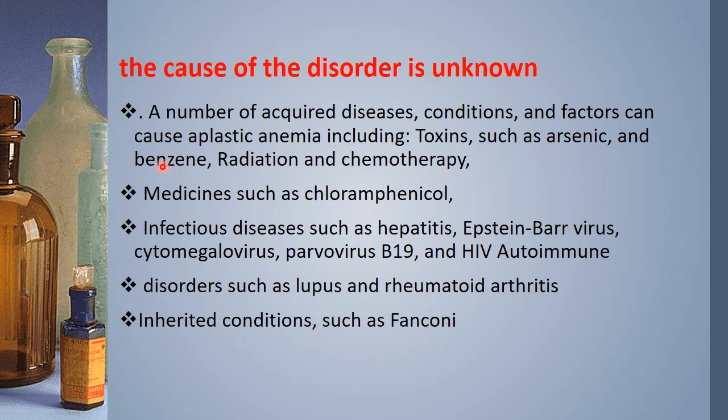Sometimes autoimmune disease may play a role, like for example, the SLE, systemic lupus erythematosus, and the rheumatoid arthritis could be initiating this condition. This is considered to be acquired diseases or acquired causes. Sometimes there will be inherited condition. Fanconi type of anemia, which is a rare type of anemia, mostly occurring in females, could be due to this condition also.